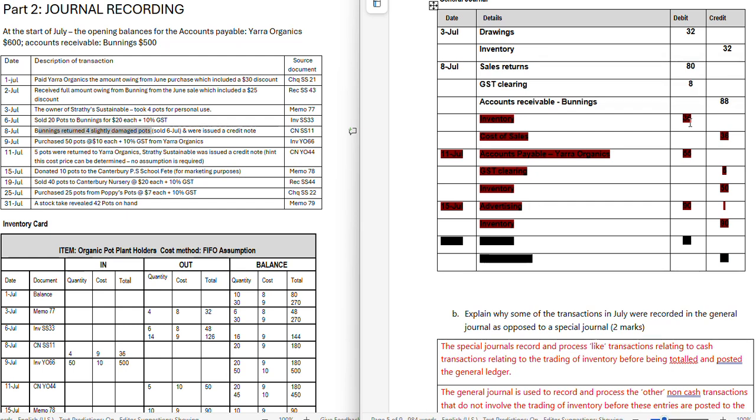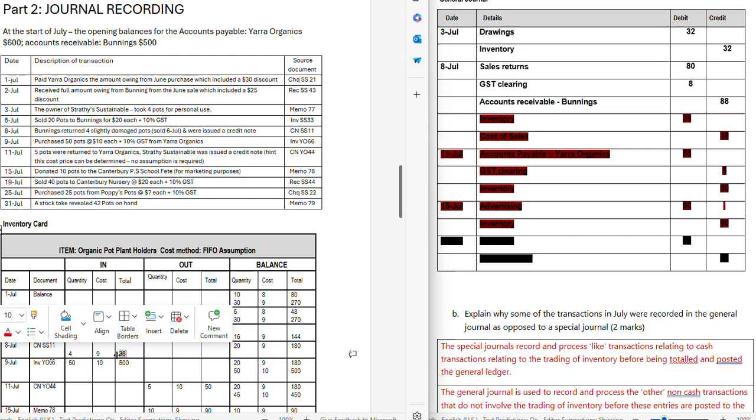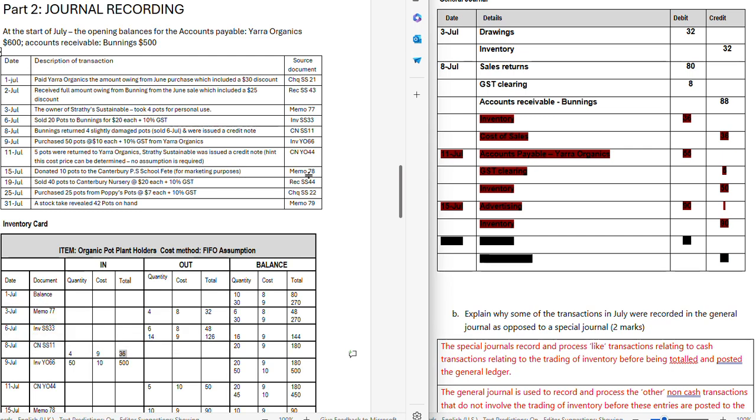Now, there's also a cost price effect of this. So therefore, we need to go back to the inventory card. We need to look at the 8th down the bottom here, and we can see that we've applied FIFO. Again, check out the vid to determine how we worked out that they were from the $9 pile. And therefore, we need a debit and a credit entry for $36.